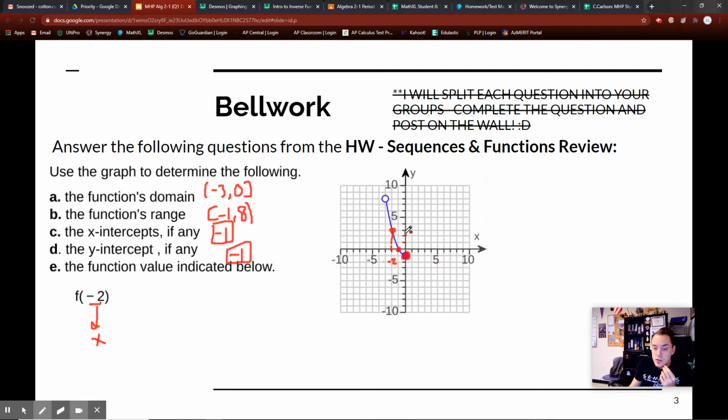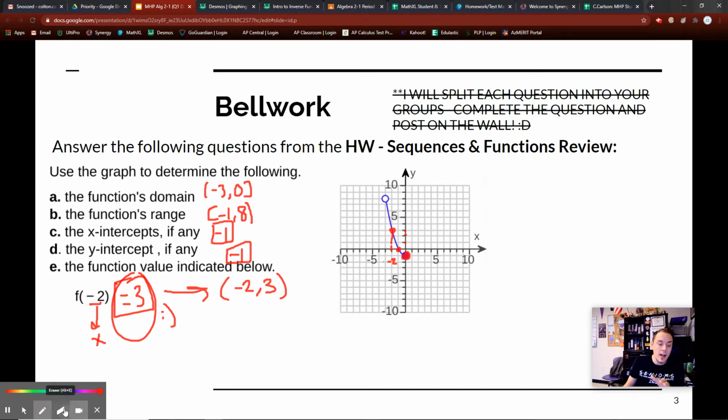It hits at 1, 2, and 3, so that means f of negative 2 is 3. This is a point, by the way. This is negative 2, 3. Okay, but all you need to write down is that. Smiley face. Okay. Rewind that if you need some extra help with that.